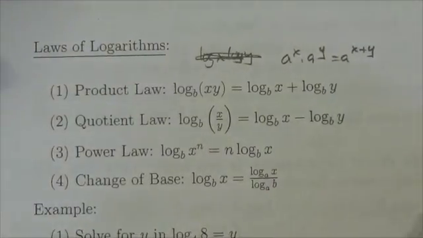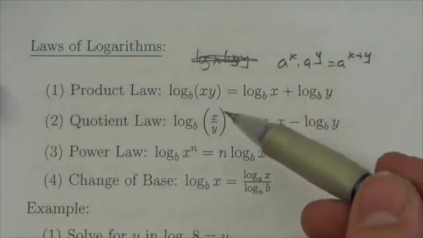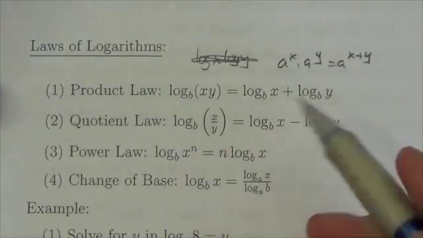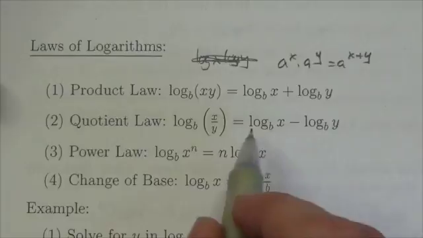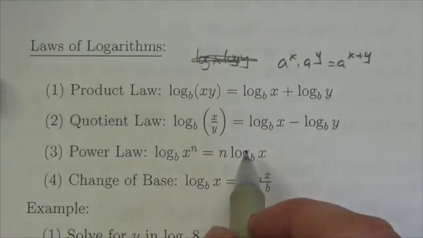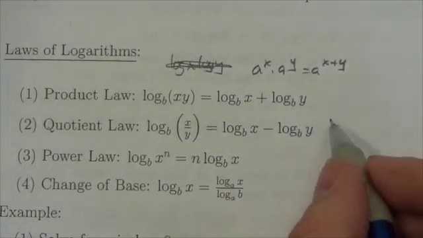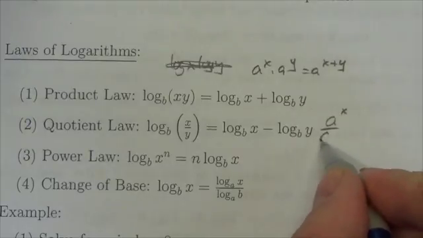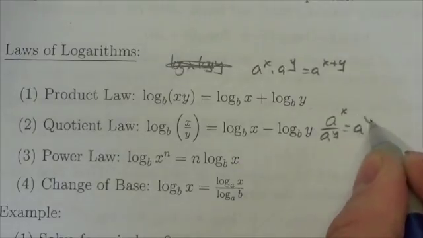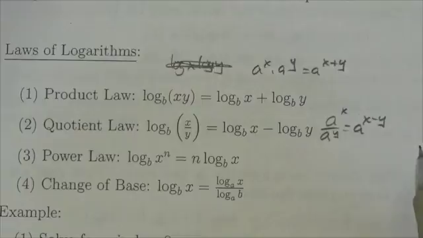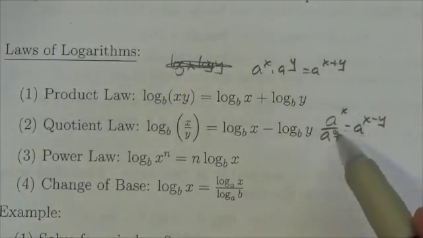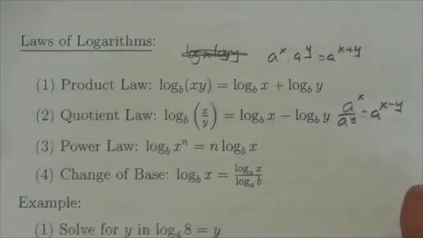And remember, a logarithm is an exponent. So there you go. The quotient law says that if you've got the log of a quotient, the result is the difference between their two individual logarithms. And again, that makes sense because a to the x divided by a to the y is a to the x minus y. And remember, a logarithm is an exponent. So the division becomes subtraction.